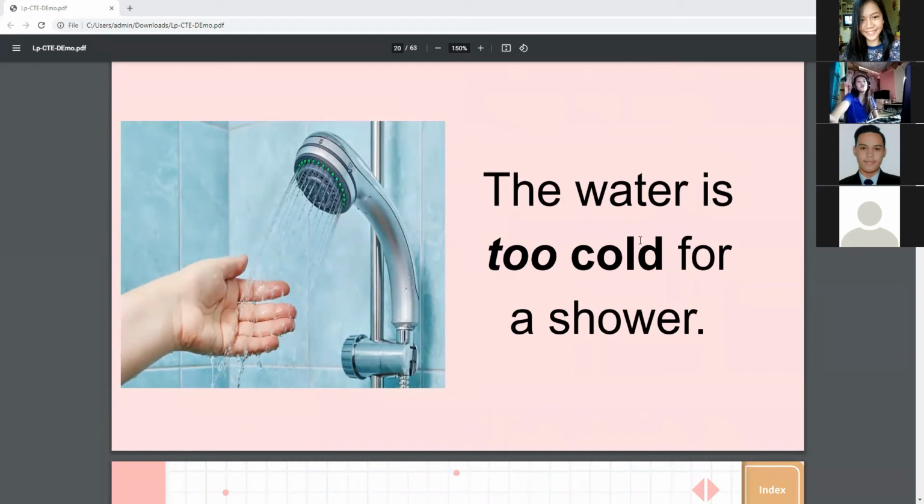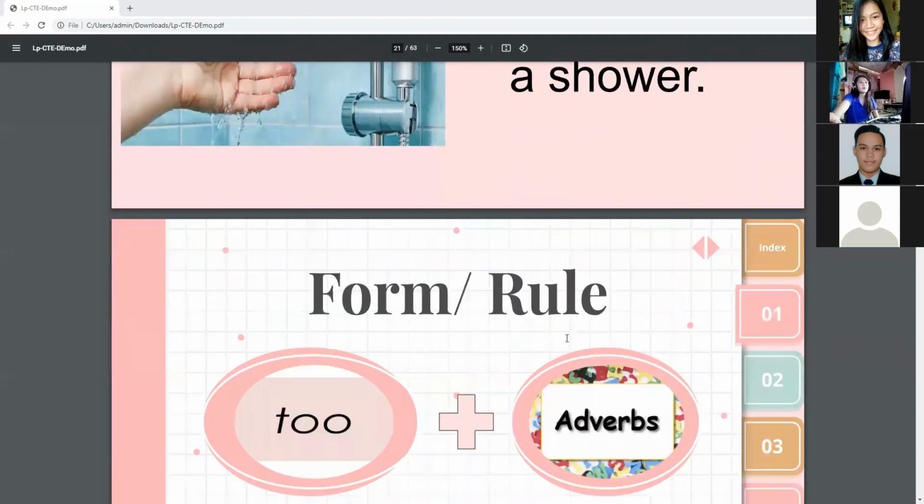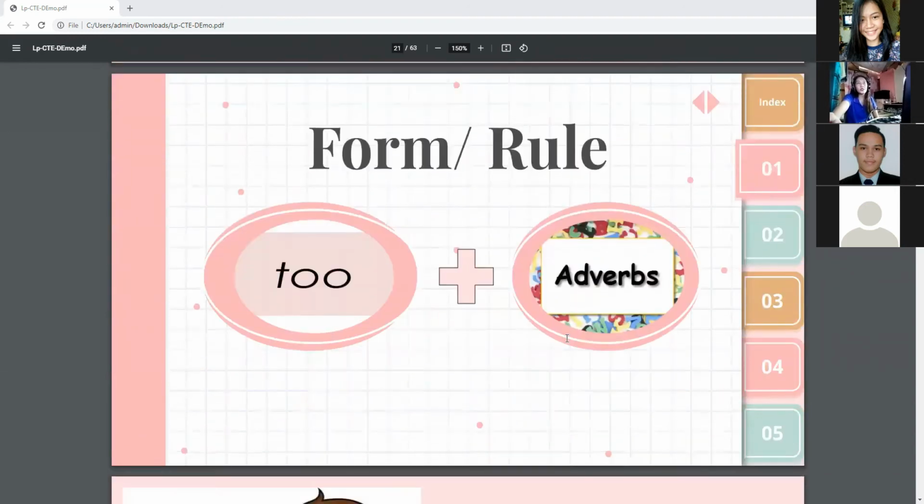So the adjective is cold, so too plus cold. It means that the person cannot take a shower because the water is too cold. So it indicates a negative meaning, right? Yes, ma'am. Okay, very good.